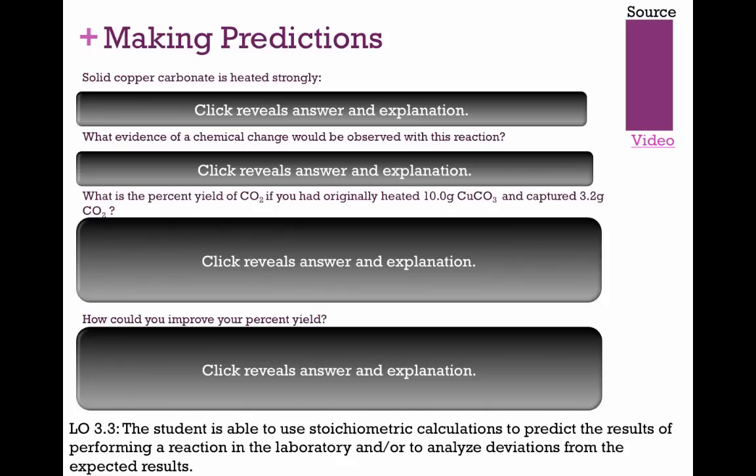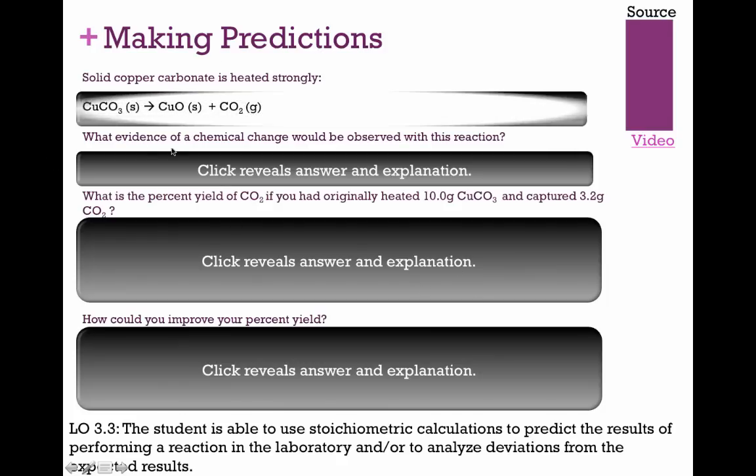Okay, so this next slide goes through making predictions, and this is the one that we looked at in class because we had talked about how we did this in lab. When you have solid copper carbonate and you heat it up, remember that whenever you heat a carbonate, whether it's carbonic acid, copper carbonate, or sodium carbonate, you always get CO2 gas. So whenever you're given a carbonate, anything with CO3, and you heat it, you always will get CO2 gas.